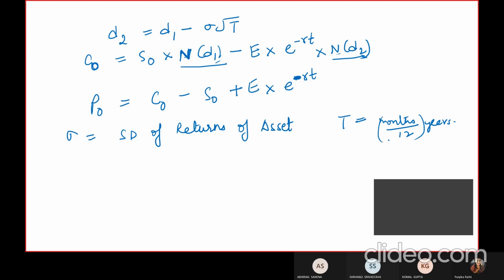So this is how the Black-Scholes option pricing model is used. Any doubt in this model? We have the formulas and we have to calculate the values. नॉर्मल डिस्ट्रीब्यूशन टेबल आपने स्टैटिस्टिक्स में पढ़ा होगा. कैसे देखते हैं? पढ़ा है?